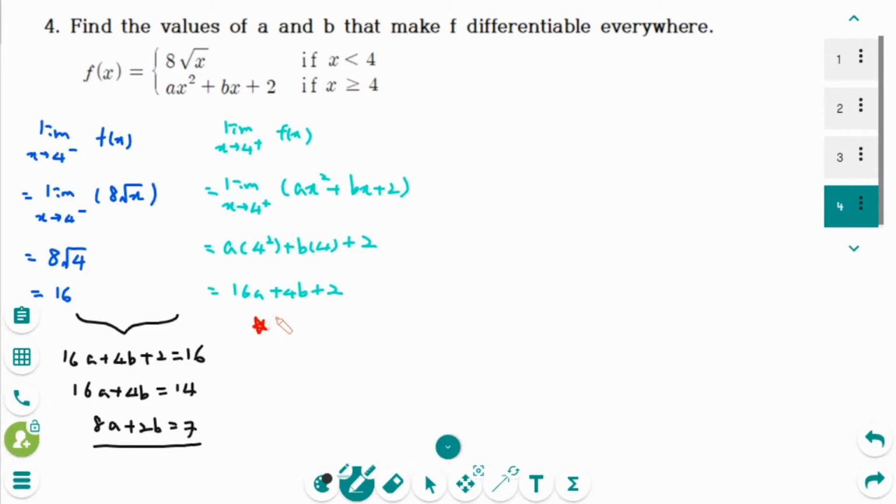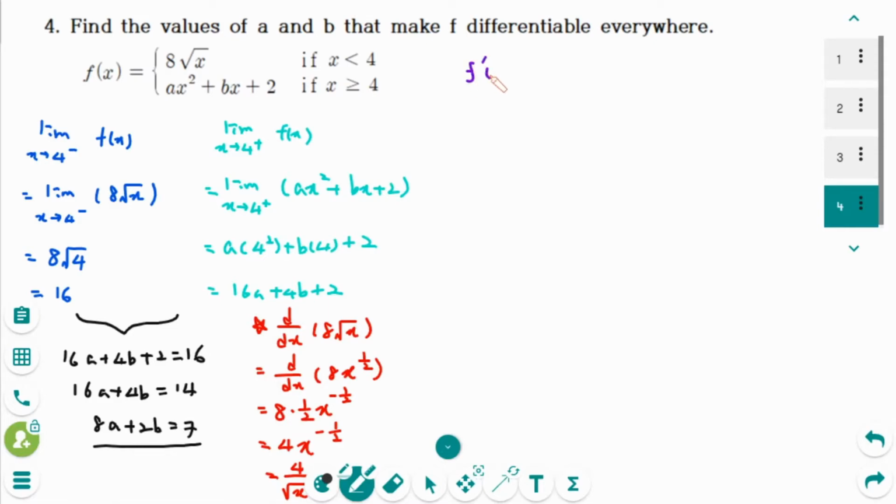Then I will explain the derivative of 8 square root of x, which equals d/dx of 8 times x to the power of 1/2. So keep 8, then 1/2 x to the power of minus 1/2. So 4 times x to the power of minus 1/2, which is 4 over square root of x. So f prime x equals 4 over square root of x.